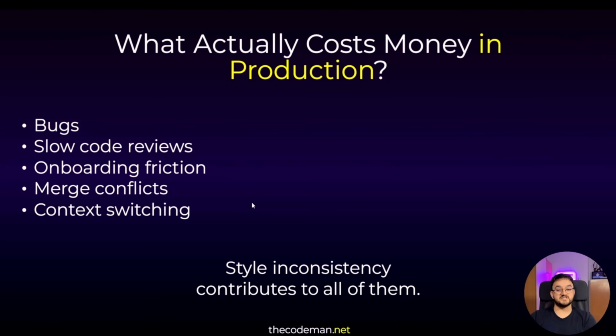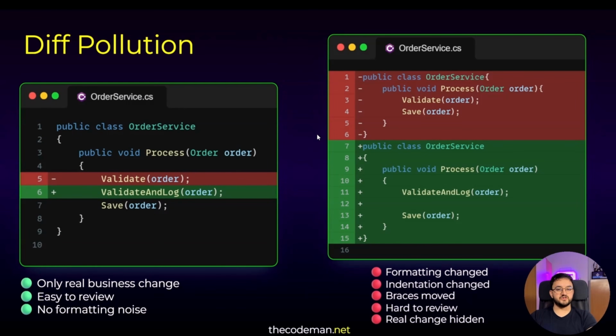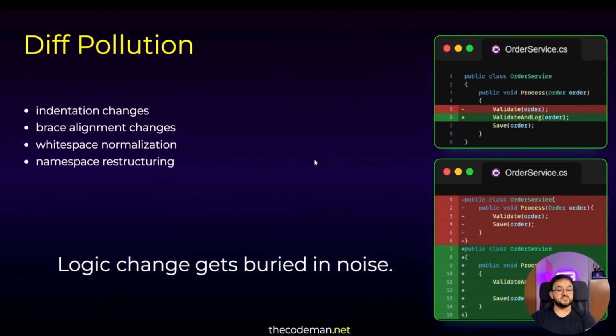Most developers think formatting is harmless, but it's not. In real repositories, formatting changes accumulate invisibly. Imagine this. A developer updates one method but uses different formatting settings. Git now sees indentation changes, brace alignment changes, white space normalization, possibly namespace restructuring. The actual logic change is buried inside noise. This reduces signal to noise ratio in code reviews.